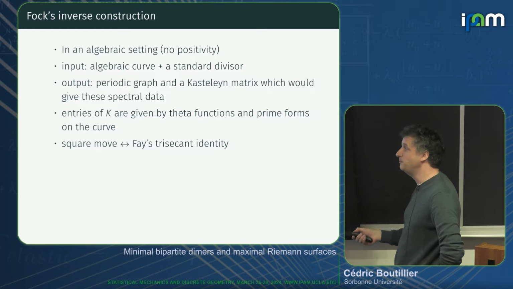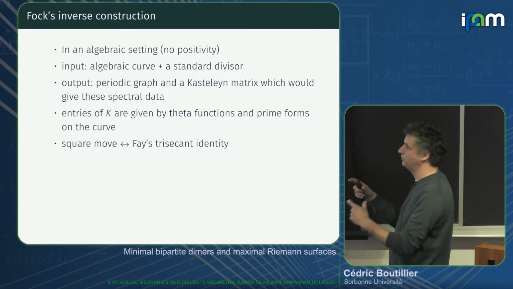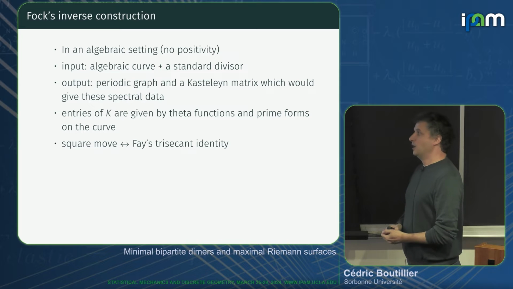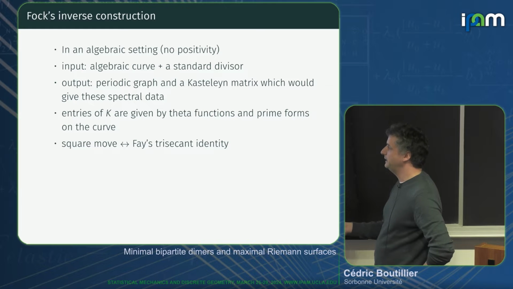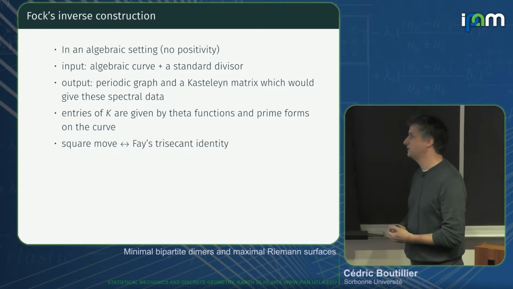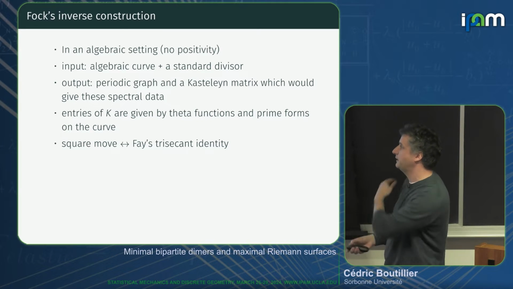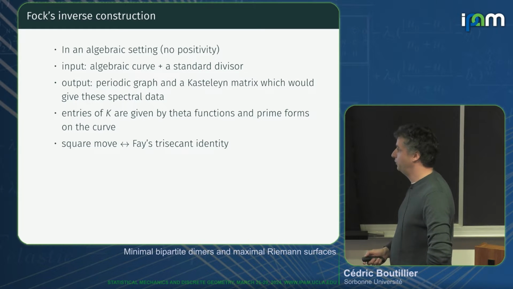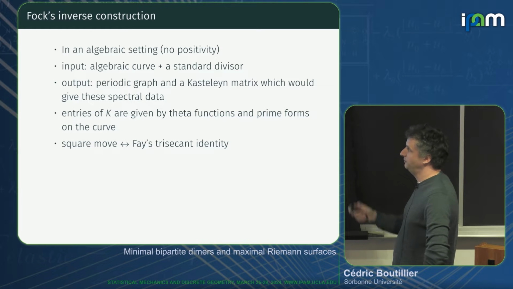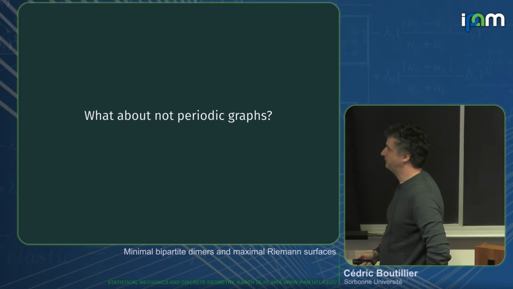But an important feature of this construction is that the square move we saw several times during the week, which is an elementary operation on the graph, is somehow encoded in what is called the Fay trisecant identity, which is an important functional equation that the theta function and the prime form satisfy on a Riemann surface. So this is a part of the story describing what happens on periodic graphs.